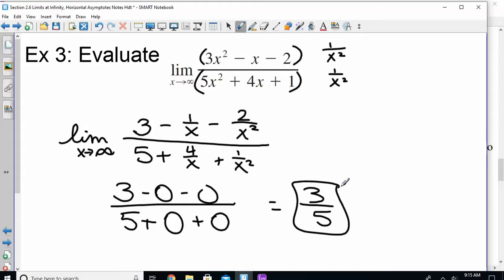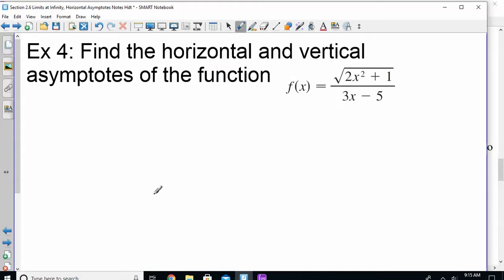So let's just keep practicing. We're going to try some ugly ones, try some nice ones. We're just going to try to simplify these limits today. Horizontal and vertical asymptotes in this. How do I find vertical asymptotes?